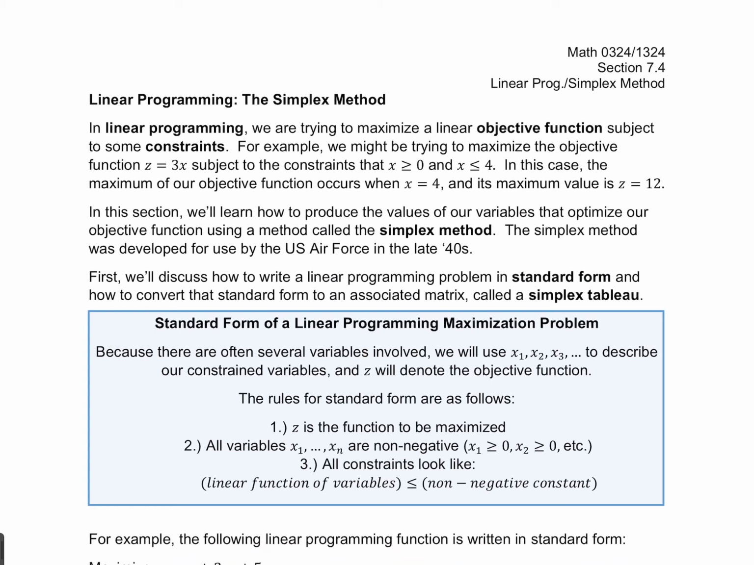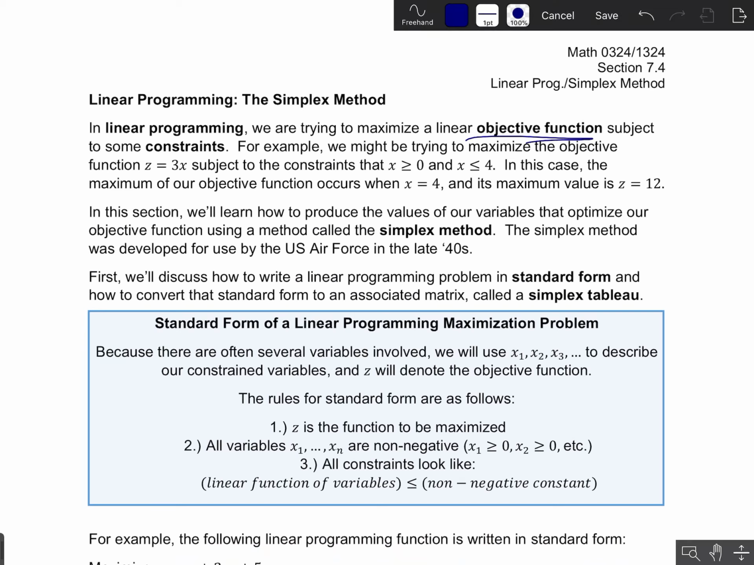So this first page is mostly review of what we talked about last time. In linear programming, you're trying to optimize some objective function subject to some constraints. The method that we're going to talk about today is called the Simplex Method. The reason it's called the Simplex Method is because the picture that we drew last week, this shape, this polytope, is sometimes called a simplex. And the idea here is that we're going to be using matrices to check all of these corners until we find the optimal one. And I'll comment a little more on that later.